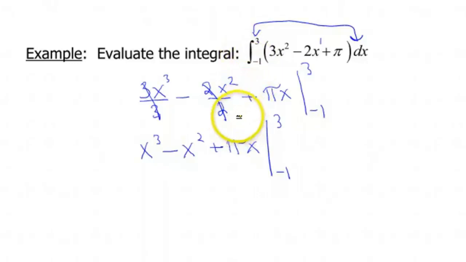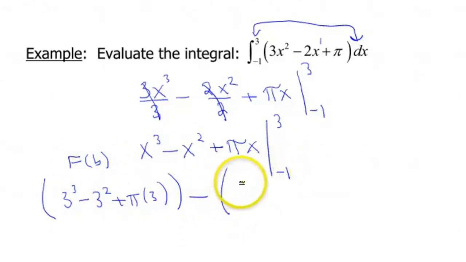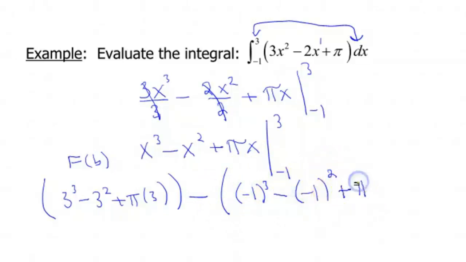They drop out whenever you do the antiderivative. Okay, plugging in our numbers then. So we're going to have 3 cubed minus 3 squared plus pi times 3. That's going to be our f of b basically. So this is the antiderivative evaluated at our top endpoint, minus, okay, now we definitely got to watch our negatives on this one. So I'm going to do -1 cubed minus -1 squared, and then plus pi times -1.